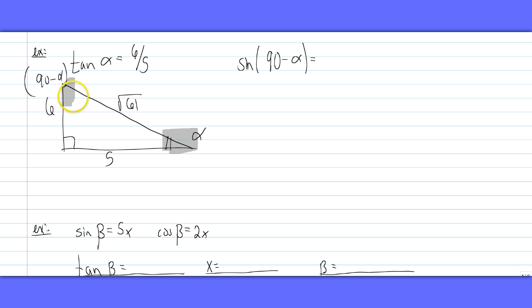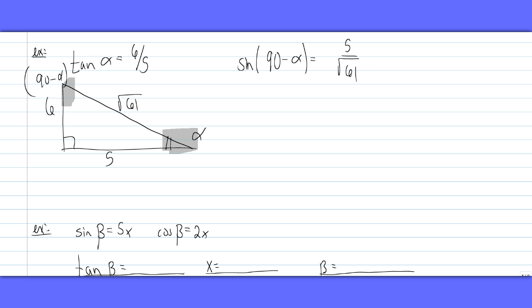So now we're changing our reference angle. Instead of using this as the reference angle to get a sine, cosine, or tangent, we want to know what is the sine of this other angle. Sine is opposite over hypotenuse, so from there, the opposite is 5. The hypotenuse is square root of 61. So there is the sine of that angle.